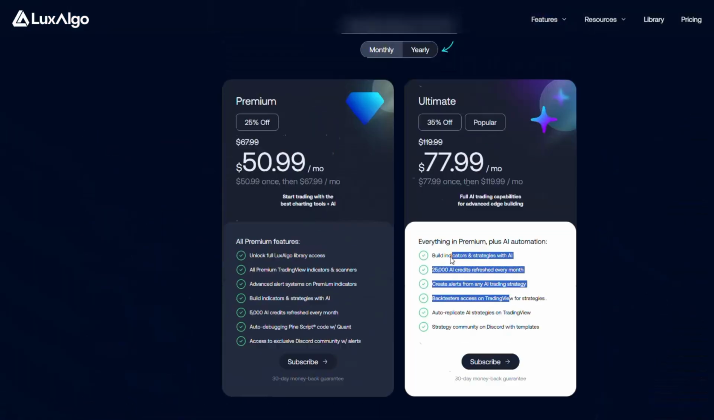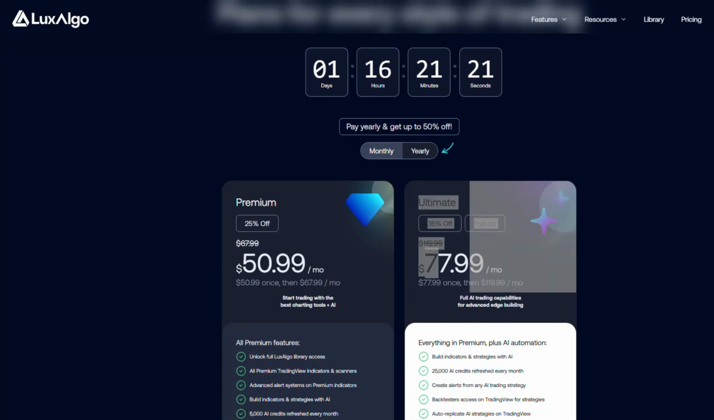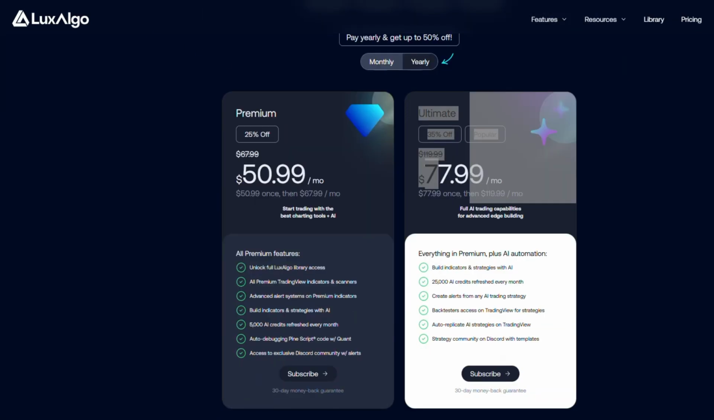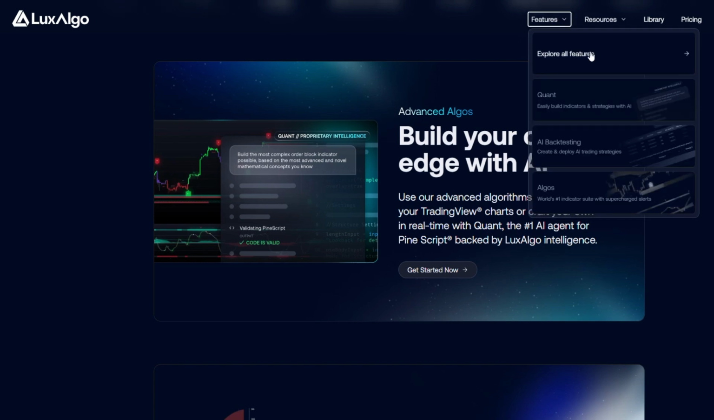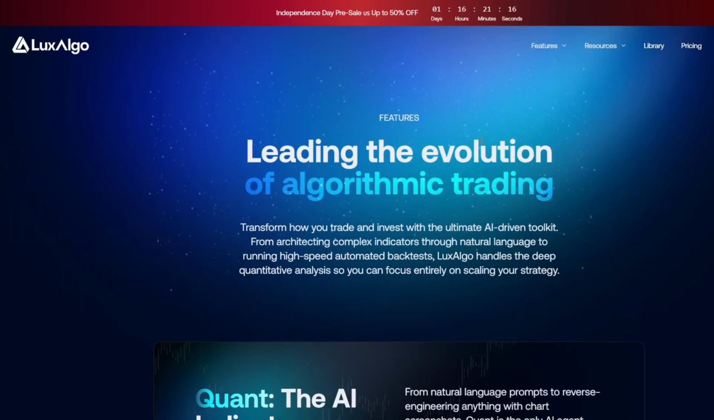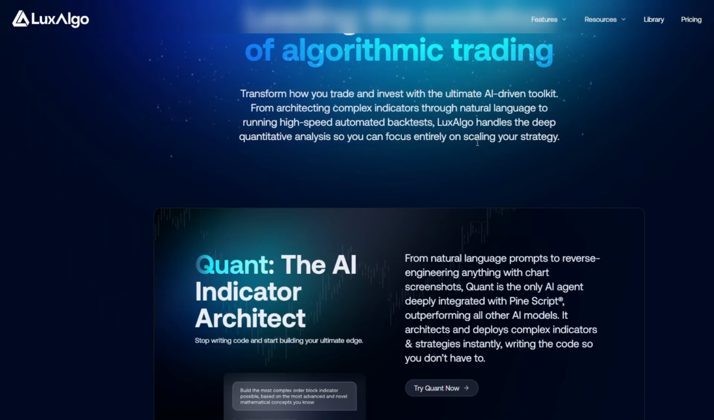So which plan is better? Choose Premium if you want signals, indicators, and standard TradingView analysis tools. Choose Ultimate if you want AI backtesting, automation, and deeper strategy development.